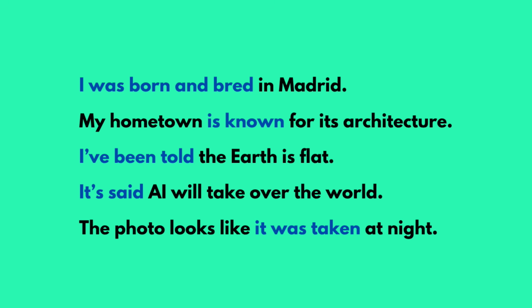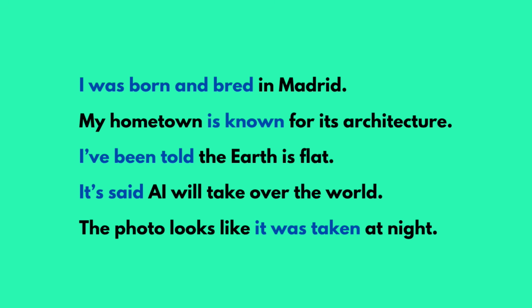So let's look at some examples which you can use in your speaking. The first example, "I was born and bred in Madrid." "I was born." It's probably, I would say, the most common use of the passive voice in English, because that's just the fixed expression. "I was born." It's a passive action. And "born and bred" is a nice advanced way to express that you were not only born, but you grew up in Madrid too. And then if you want to speak about some aspects of your hometown, you say "my hometown is known for" something.